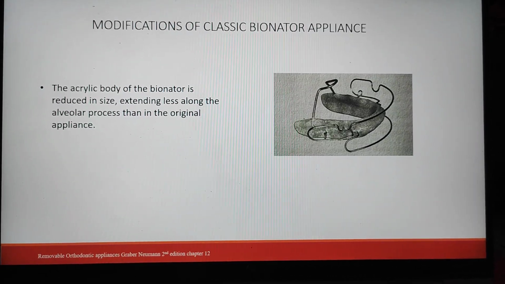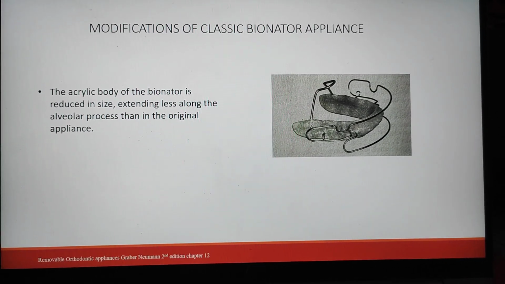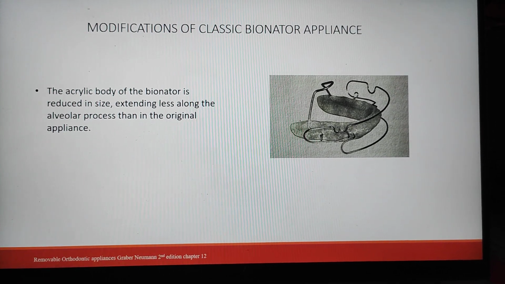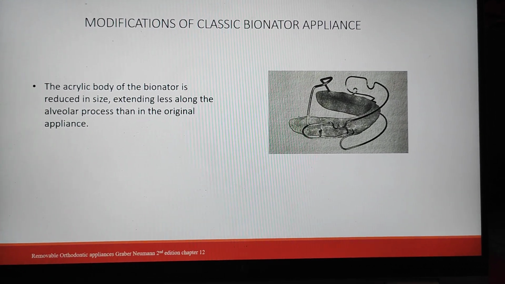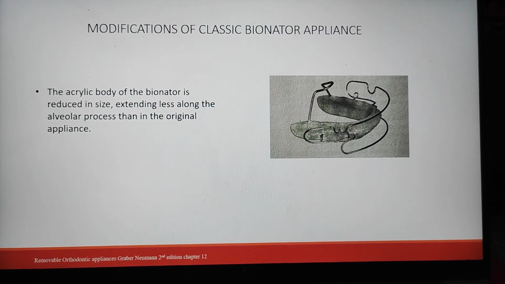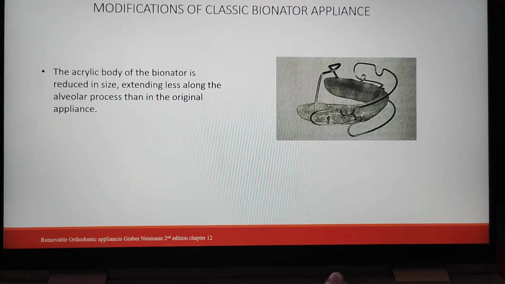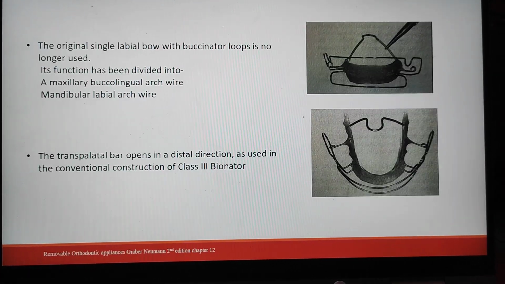Now we'll see some of the modifications of the classic bionator plans. The first one is that the acrylic body of the bionator is reduced in size, extending less along the alveolar process than in the original appliance, hence further reducing the bulk of the appliance.